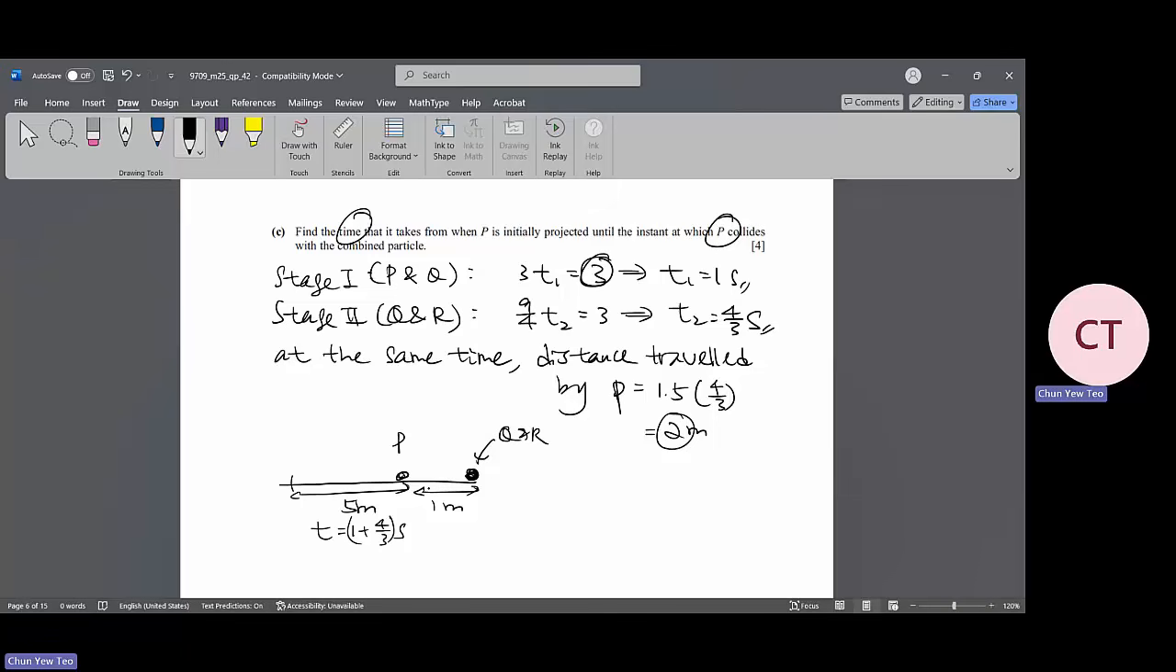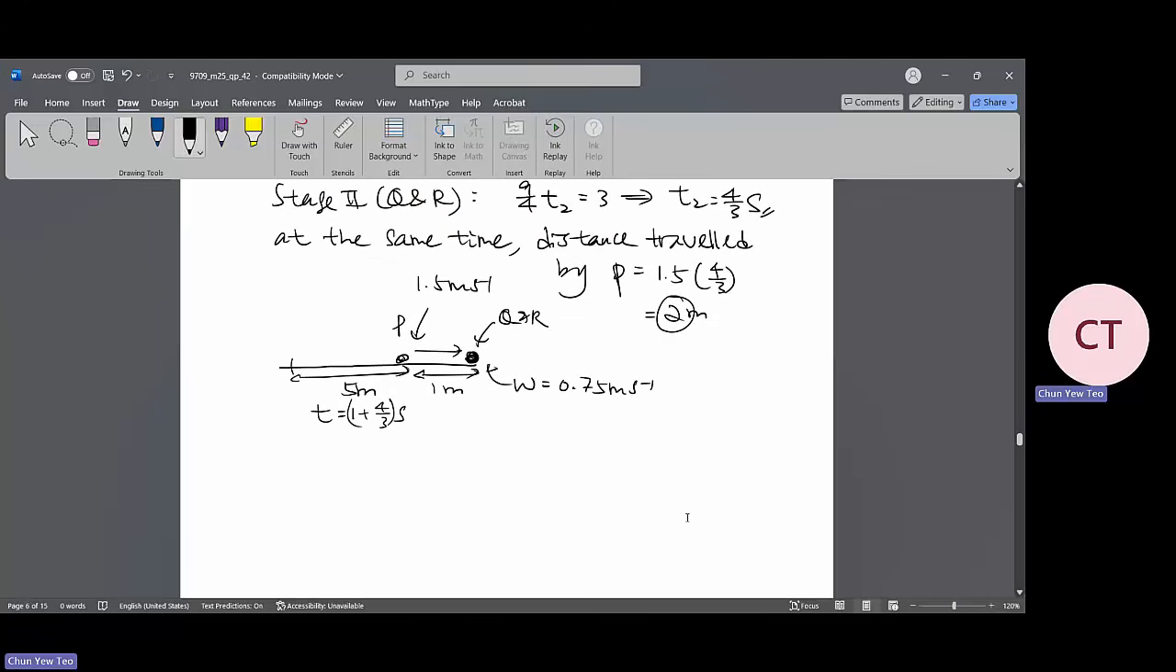Now, the speed over here is W. The W that we found just now is 0.75 meters per second. P is still moving with the speed of 1.5 meters per second. So how are we going to collide again? What we need to do now is to calculate stage number 3.